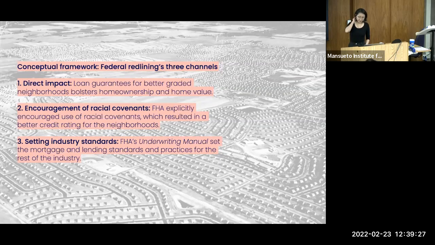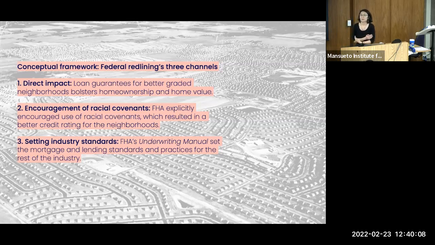So then number three, I also propose that the FHA's underwriting manual, which was this big guide that they had on how to score different loans, set the mortgage and lending practices for the rest of the mortgage industry. So that also includes other lending institutions that didn't use FHA loan guarantees, such as savings and loan associations. And these were the other kind of dominant institutional lender during the same mid-20th century period. And this actually provided the majority of mortgage guarantees for city residents.